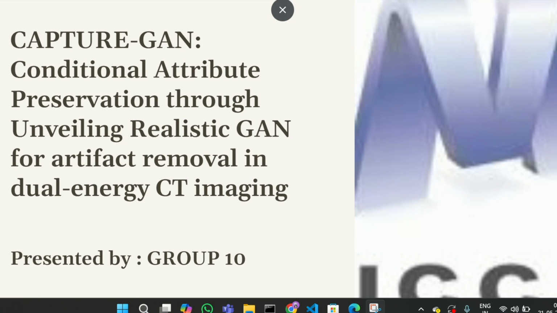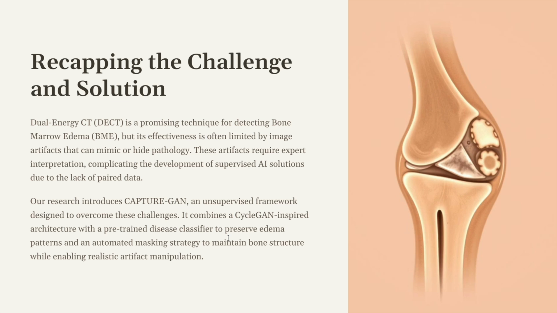Bones generate very strong CT signals. If the generator begins over-smoothing or erasing bone details, you end up losing key diagnostic information like trabecular patterns or cortical boundaries. To prevent that, the authors use an automated mask that identifies bony regions and effectively locks them in place. The generator is only allowed to modify voxels in the marrow region, where artifacts tend to appear.